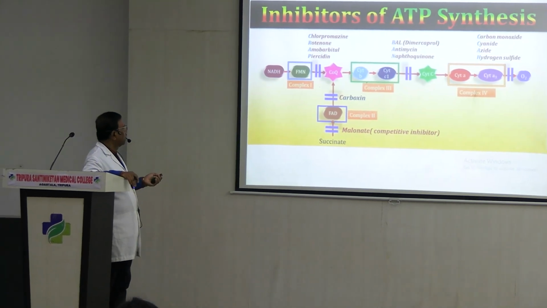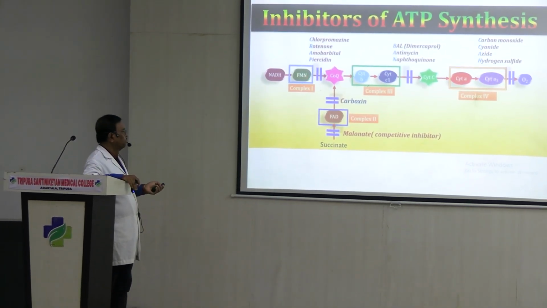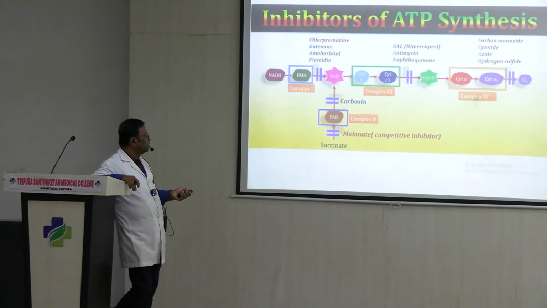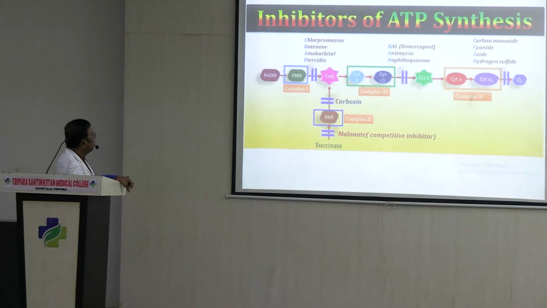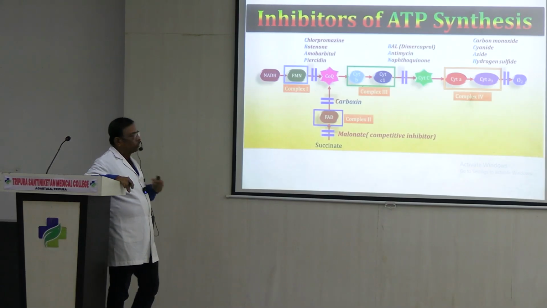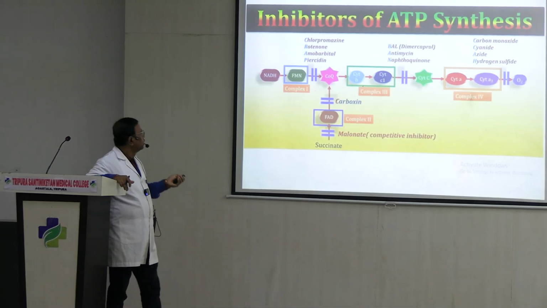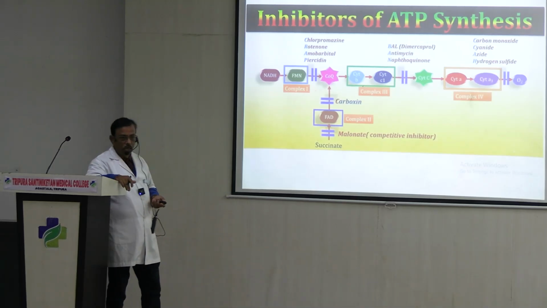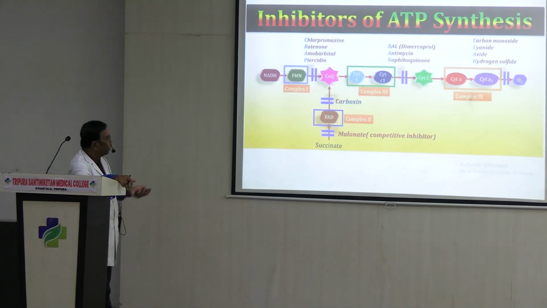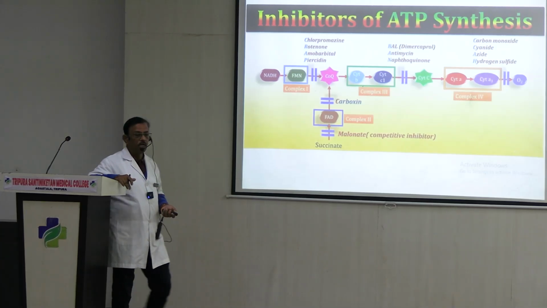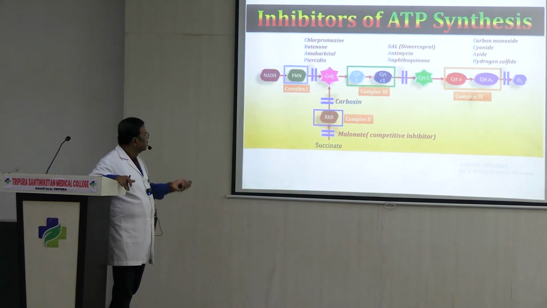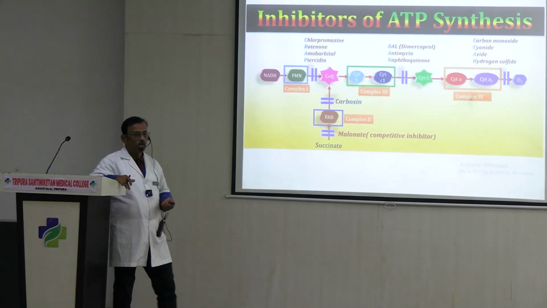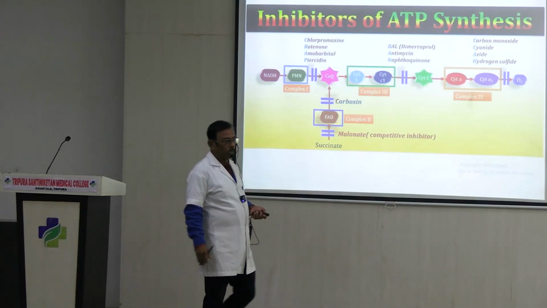Inhibitors of ATP synthesis are the inhibitors of these complexes: complex 1, complex 2, complex 4. In complex 1, the inhibitors are chlorpromazine, rotenone, which is a fish poison, then amobarbital, also called amytal, then piericidin. They block the electron transfer in complex 1.